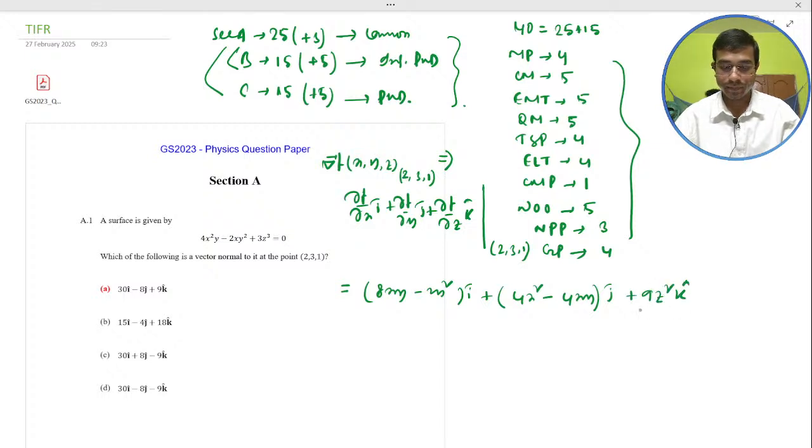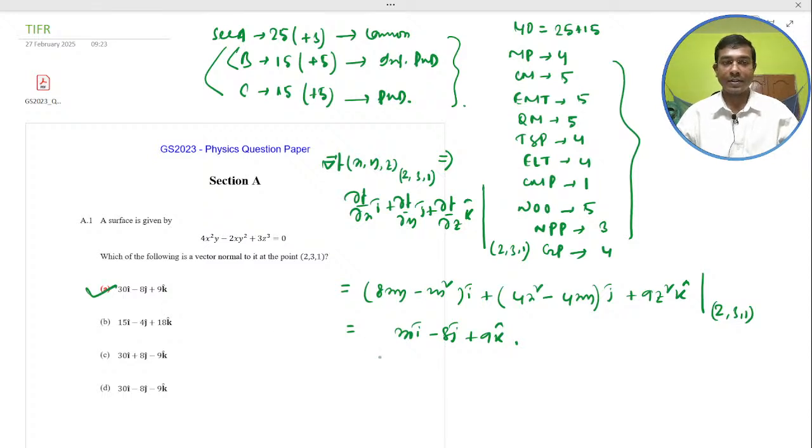Okay. So now put this value at (2, 3, 1). You would get 30i minus 8j plus 9k. Option A is correct: 30i minus 8j plus 9k. Next.